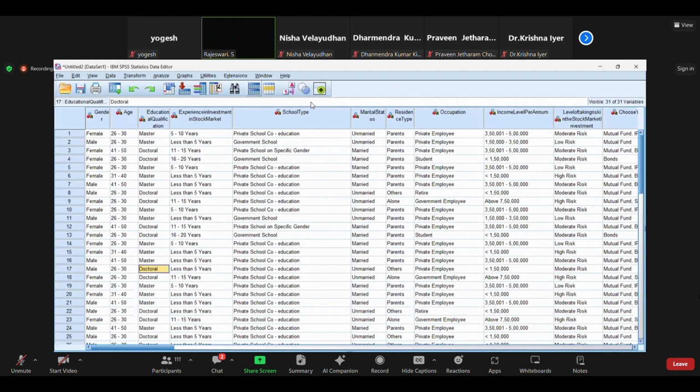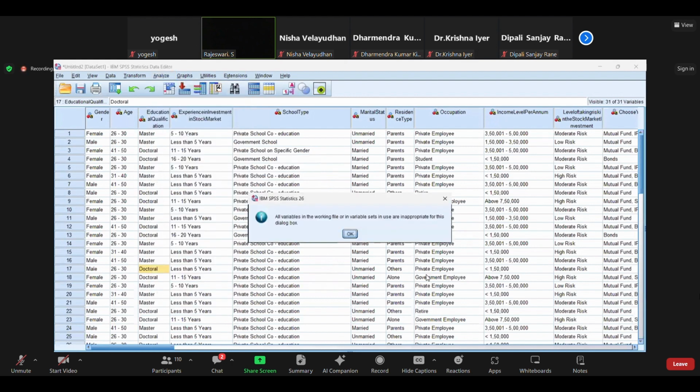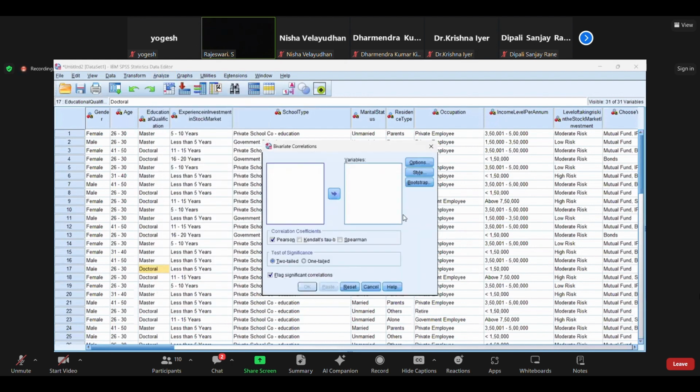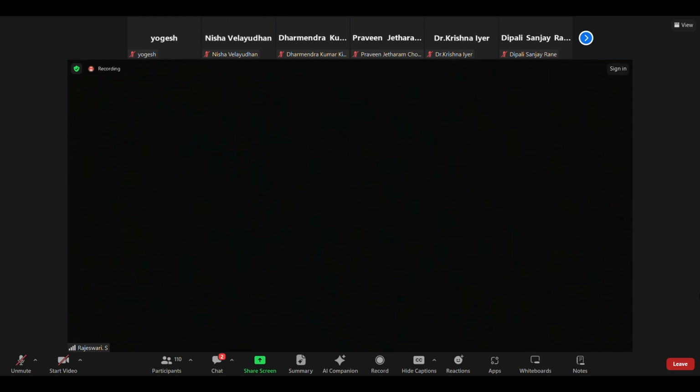In case of correlation also, I can go to analysis. I can use correlation, bivariate correlation, and select the variables. Here I don't have correlation variables, so I'm not doing it. So this is how you will work both in Excel as well as in SPSS. Any queries, ma'am? Or I'll stop here.